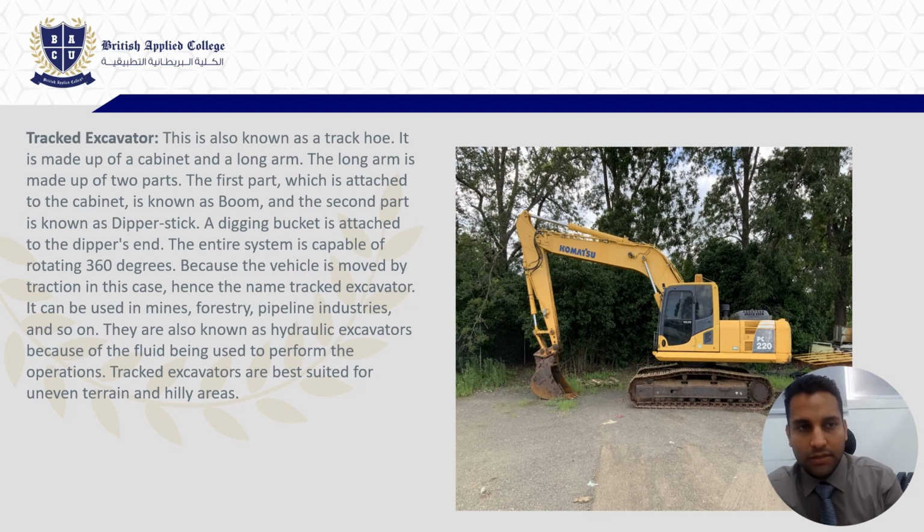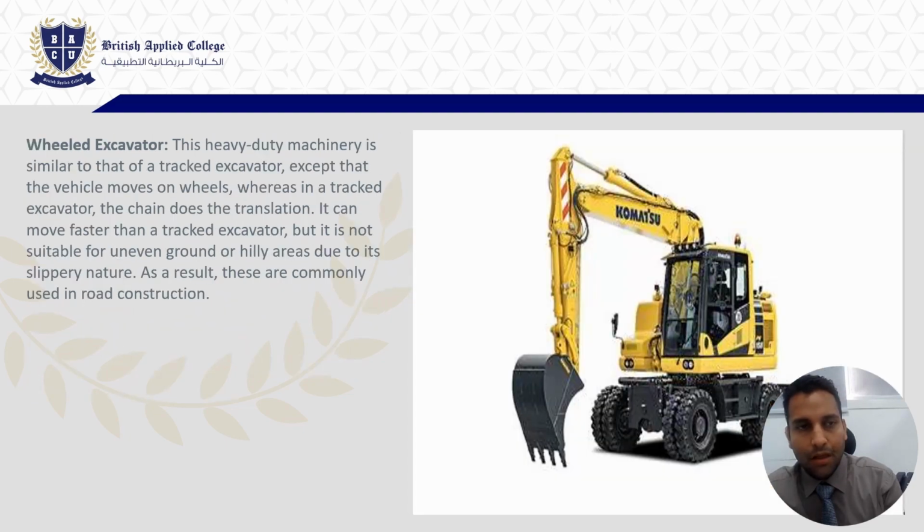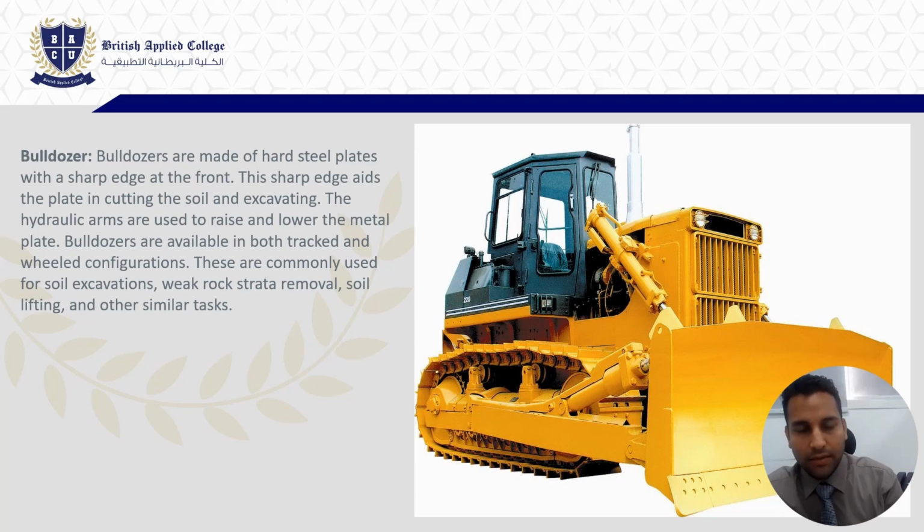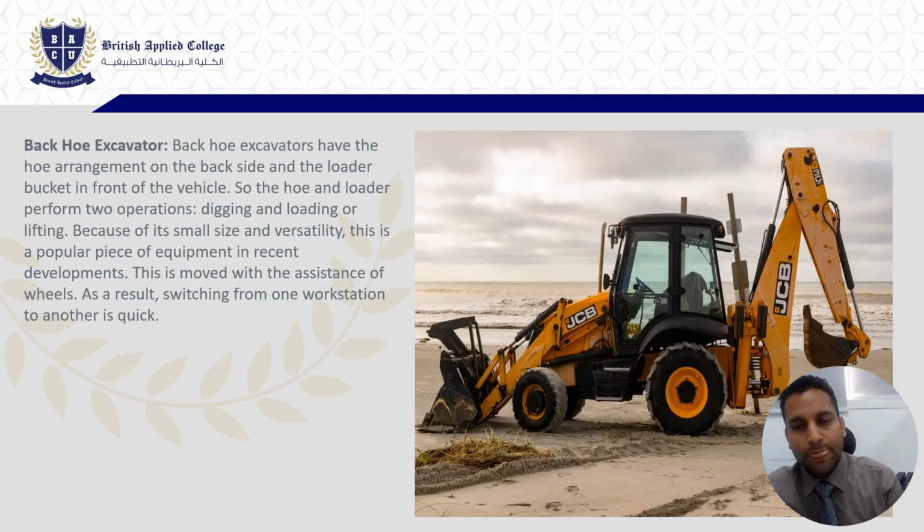So tracked excavators, this is your track excavator. You can see this in the diagram. Wheeled excavator, you can see this in the picture. So all these are the types of excavators. Bulldozers are used for different purposes. Okay, so all these would have their benefits, their advantages and disadvantages.